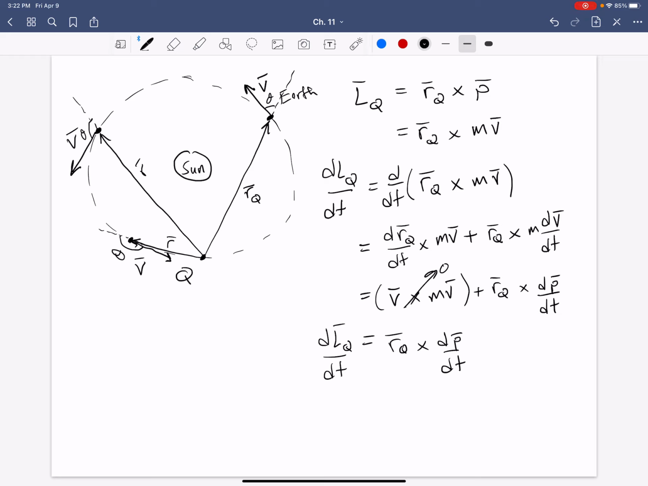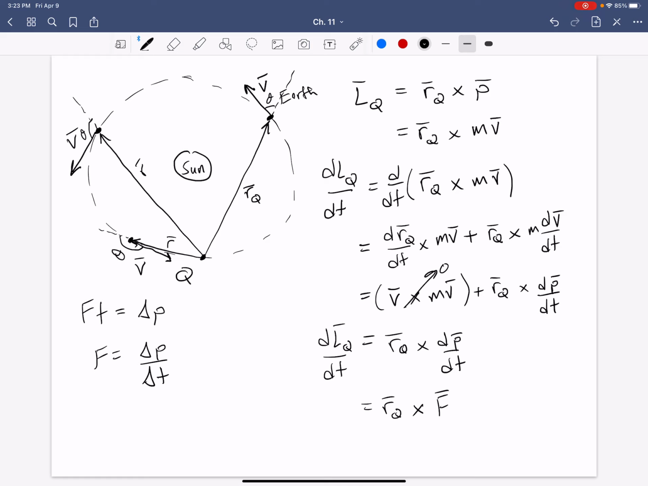All right. Now, what is dp/dt? Remember back to impulse momentum, right? The impulse is force times time equals a change in linear momentum. Hey, look at this. What is p over t? That's a force, right? Doesn't matter if it's t or a delta t, that's a force. So that means we can write this as r cross the force.